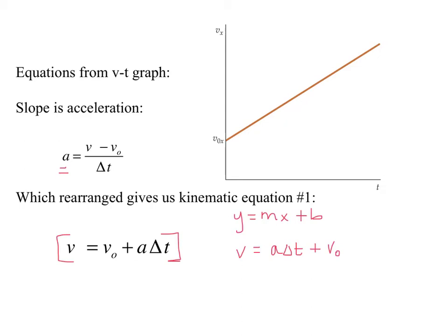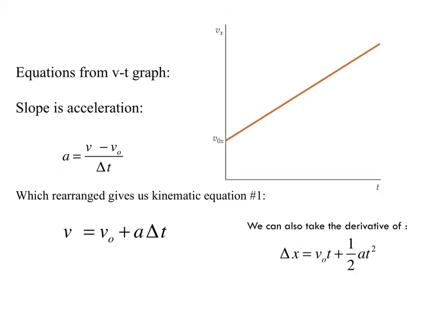But we're used to seeing it as final velocity equals initial velocity plus acceleration times time. But it's the same thing. Another way to get this kinematic equation is if we look at the first kinematic equation, which was delta x is equal to v naught t plus 1/2 a t squared.